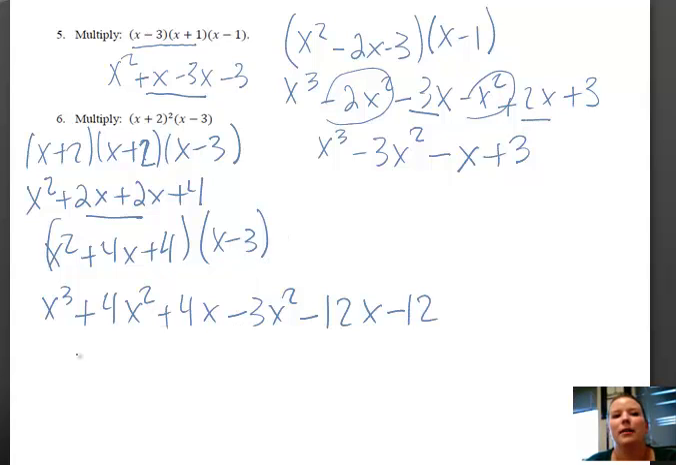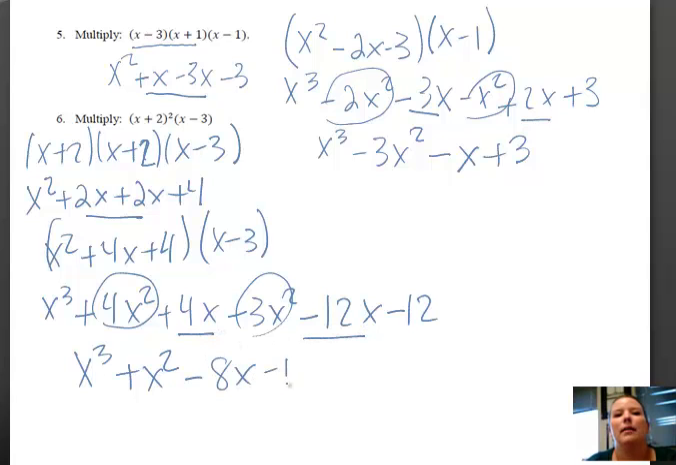Okay, then combine like terms. So I have x cubed, x squared minus 3x squared would be plus x squared. 4x minus 12x would be minus 8x, and then minus 12. Okay?